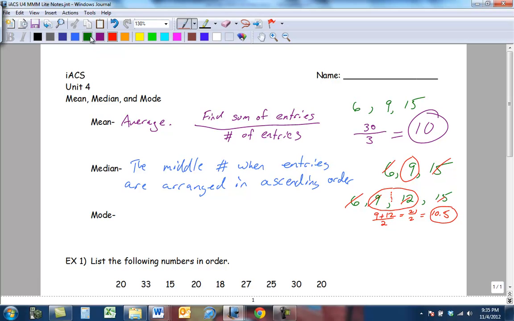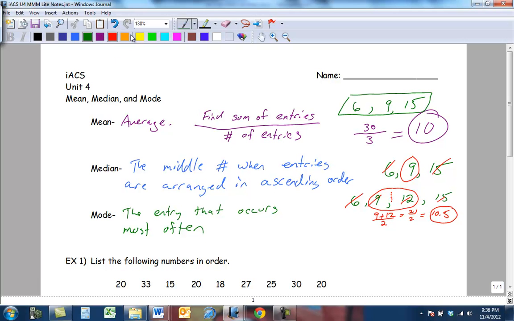All right, that brings us to mode. Mode is the entry that occurs most often. The entry that occurs most often. Now, it can happen where there is no mode. For example, look at our first example here with mean. We had 6, 9, and 15. Each one of these numbers happens once, so there is no mode.